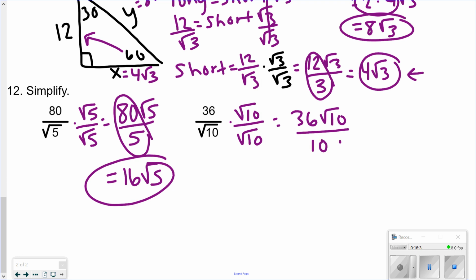Will this simplify? It does. Both of those are even numbers. So if you plug 36 divided by 10 in your calculator, you end up getting a simplified version of 18 over 5. Don't forget about that radical 10. And that's as simplified as we can get.